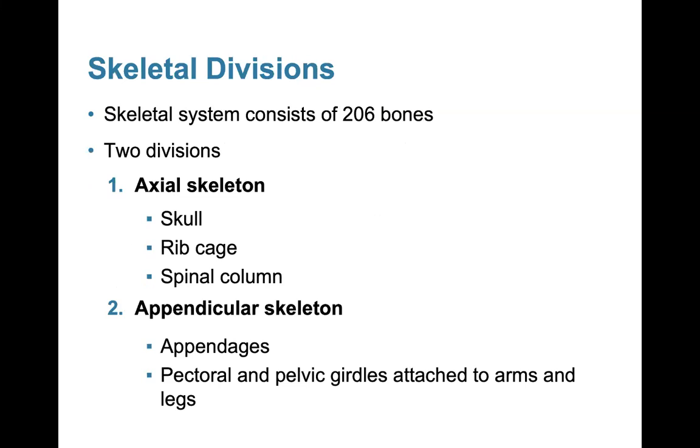Okay, so now let's look at the different divisions of the skeleton. The skeletal system consists of 206 bones. There are two divisions, the axial and appendicular skeleton. The axial skeleton will consist of the skull, rib cage, and spinal column. The appendicular skeleton will consist of the appendages, the pectoral and pelvic girdles. Pectoral is your shoulder joint, pelvic girdle is your hip joint, which are attached to the arms and legs respectively.